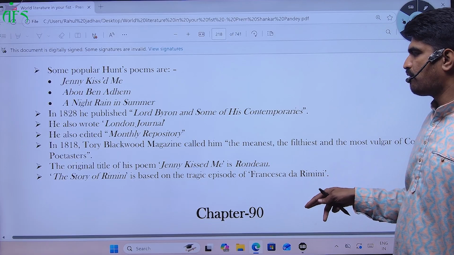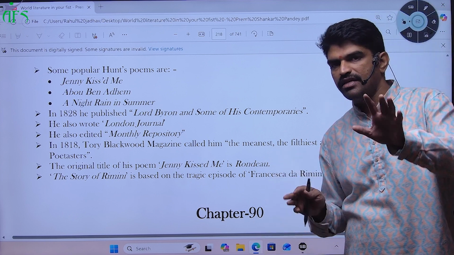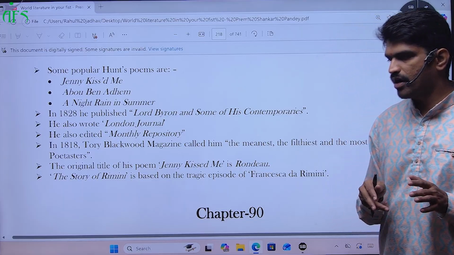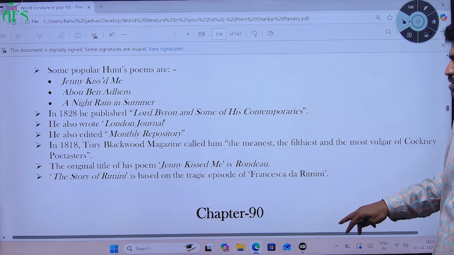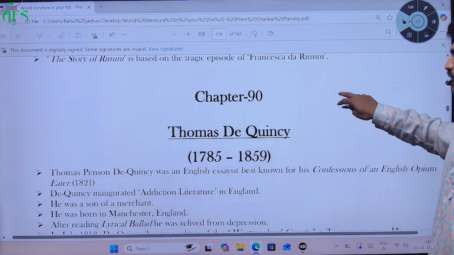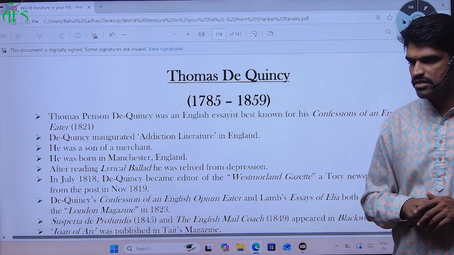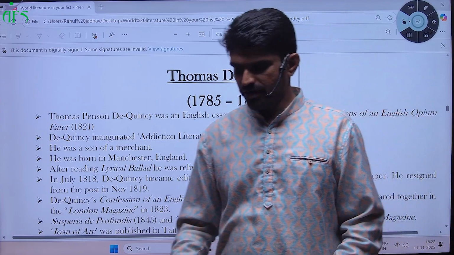So it is much more important to have a look at those titles again that he has created so far, keeping the NET and SET examinations in our vision. Until and unless we have a look at those things, it won't be a success for us. Moving further, we have Thomas De Quincey, another important figure of this period.